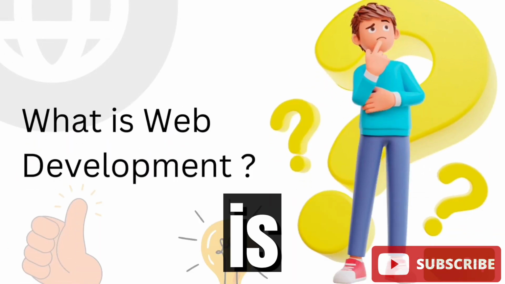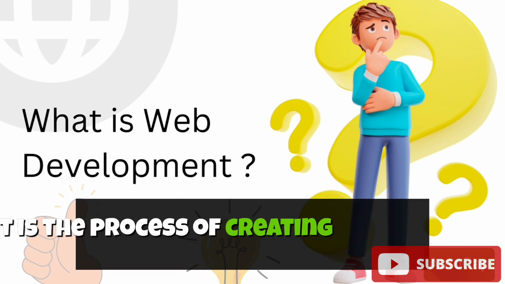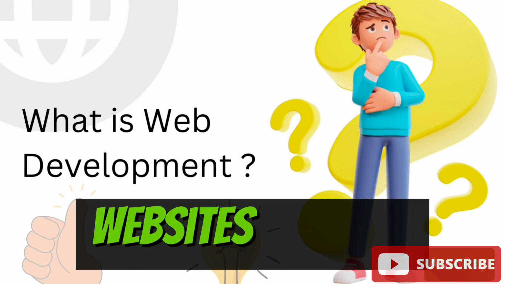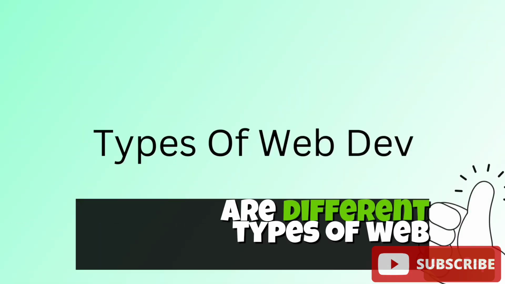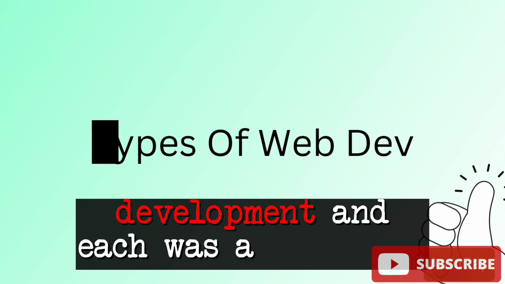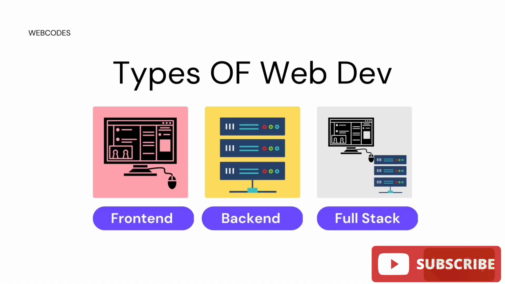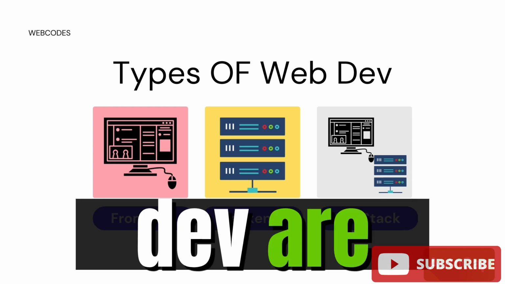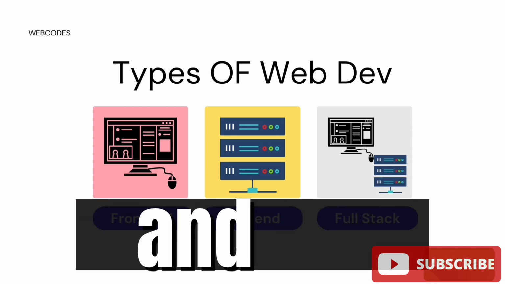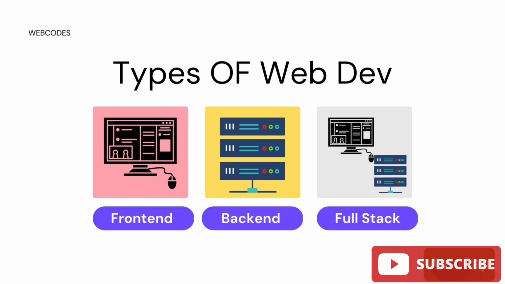So, what exactly is web development? It is the process of creating websites and web applications that can be accessed over the internet. There are different types of web development, and each one serves a different purpose. The most common types of web development include front-end, back-end, and full-stack web development.